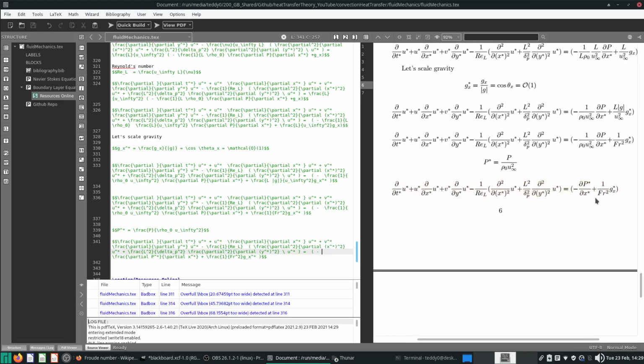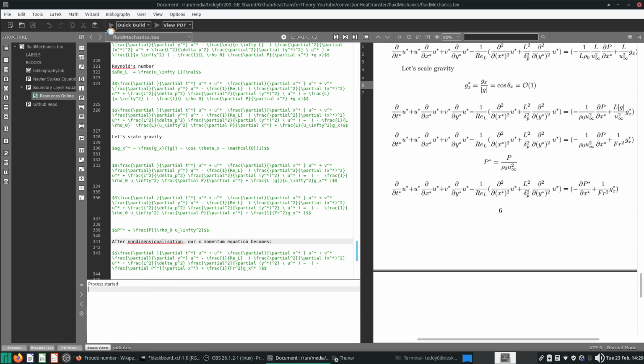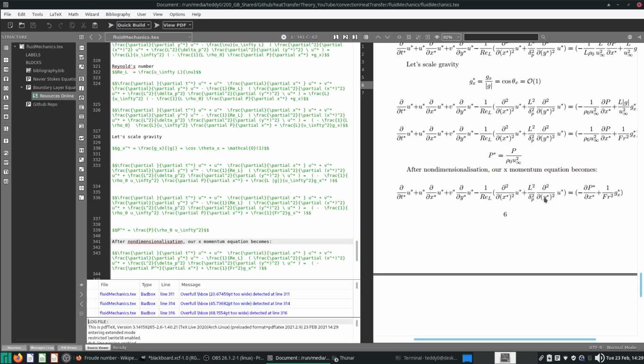And there, Froude number. So after non-dimensionalization, our x momentum equation becomes what you see here. So this is our x momentum equation. 1 over Reynolds number here, 1 over Froude number squared. Everything else is kind of constant, and then you have this delta p over L squared.